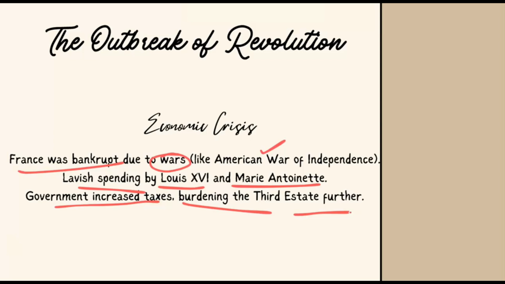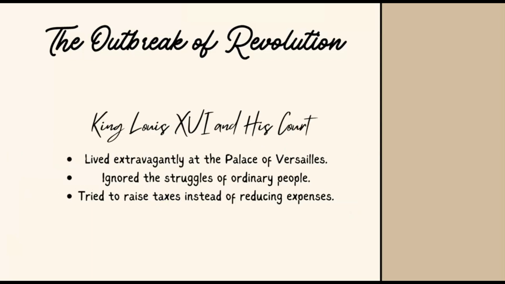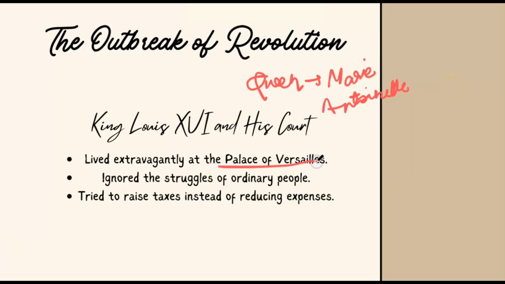This deepened public anger. King Louis XVI and his queen Marie Antoinette lived in the grand palace of Versailles. They spent huge amounts on parties, clothes, and jewelry, completely ignoring the struggles of their people. Instead of reducing expenses, the king tried to raise taxes, which only worsened the situation. The gap between the rulers and the ruled kept growing.